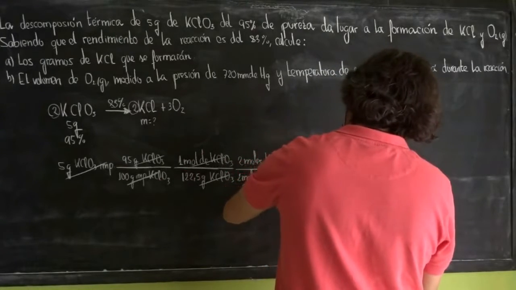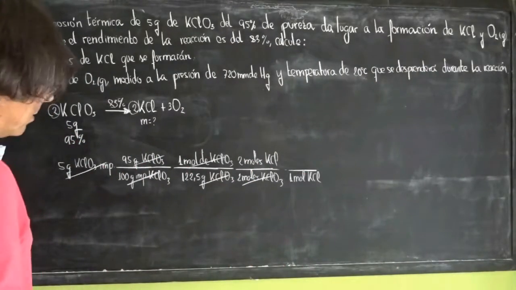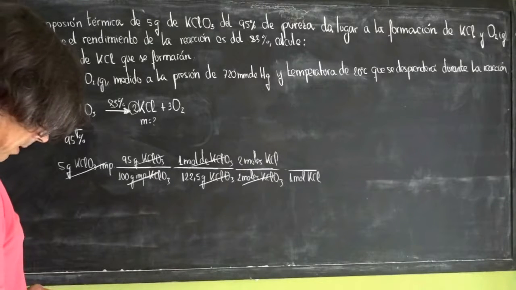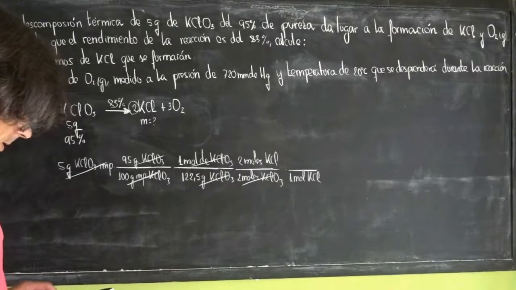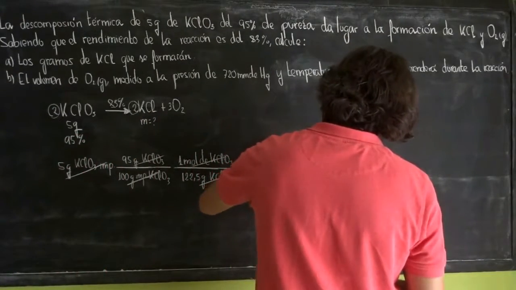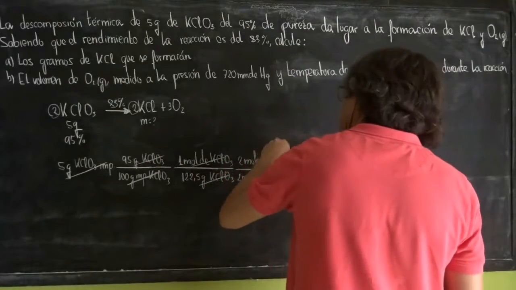And now let's move to grams, which would be 1 mole of KCl. Now we calculate the potassium, which is 39, and the chlorine, 35.5. Then we have 74.5 grams of KCl.